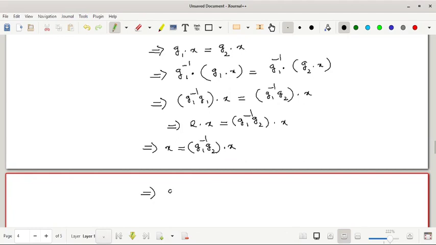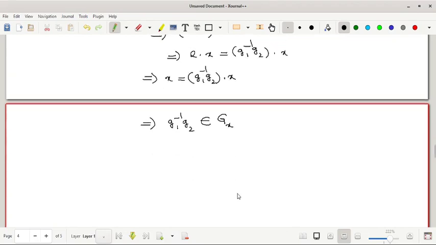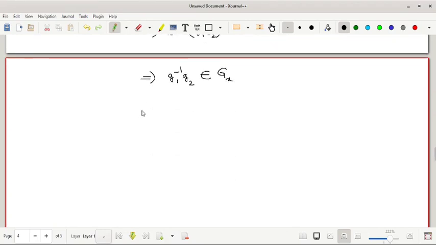This means g1 inverse g2 belongs to the stabilizer Gx. And if g1 inverse g2 belongs to the stabilizer, then by the equality of left cosets, g1 Gx is equal to g2 Gx. Right? And it proves that f is one-one.